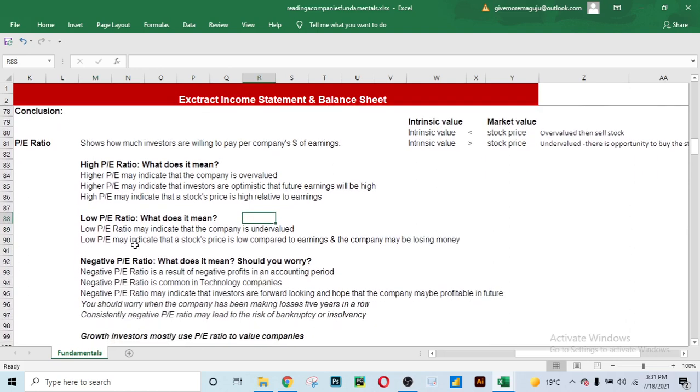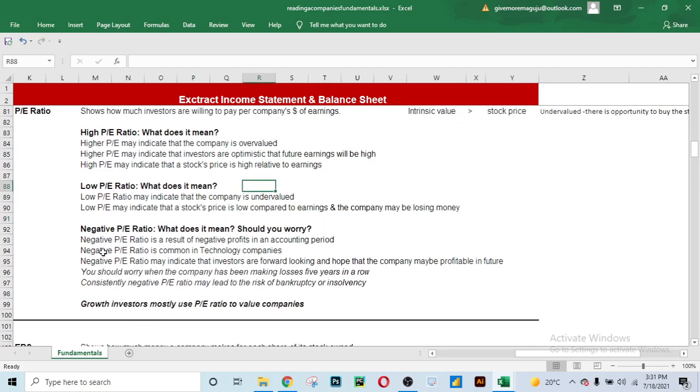And what does a low PE ratio mean? A low PE ratio may indicate that the company is undervalued. And it may also indicate that the stock's price is low compared to earnings, and that the company may be losing money. So you need to understand all this. And in our case, we found out that we got negative PE ratios. What does that mean? A negative PE ratio is a result of negative profits in an accounting period.